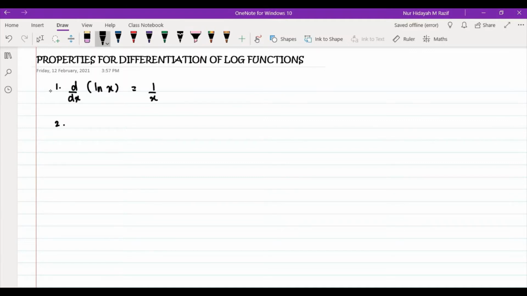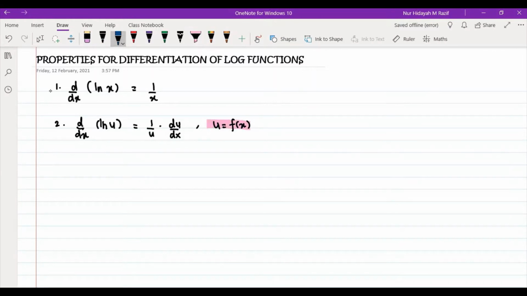For the second property, you are told that if you differentiate ln u with respect to x, then by using chain rule, what we are going to get is 1 over u multiplied by du by dx, where we know u is equal to f of x. So please take note of this condition.